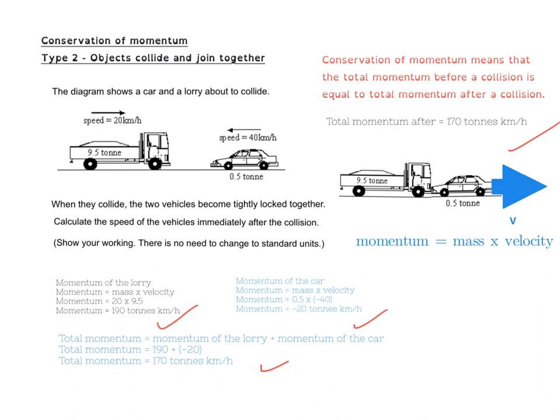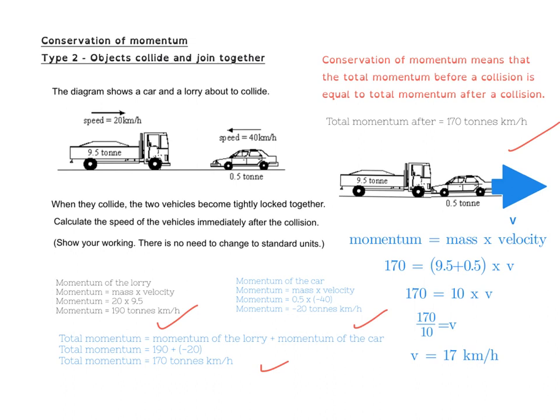So we're going to use the equation that momentum is mass times velocity. We substitute the values in: our momentum is 170 and our mass is going to be 9.5 tonnes plus 0.5. Putting those values in, we get 170 is equal to 9.5 plus 0.5 multiplied by v. So you can simplify this down to get 170 is equal to 10 times v. Then we just need to remove the 10 from the side of the v, so we do 170 over 10 is equal to v. Therefore our velocity is going to be 17 kilometres per hour.